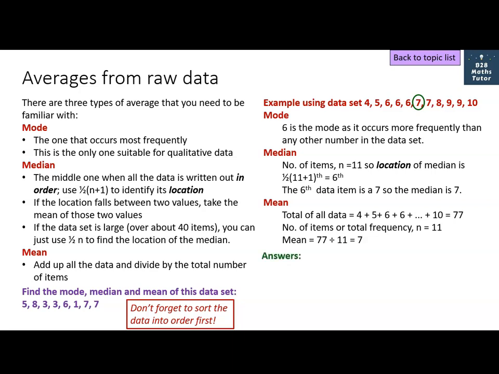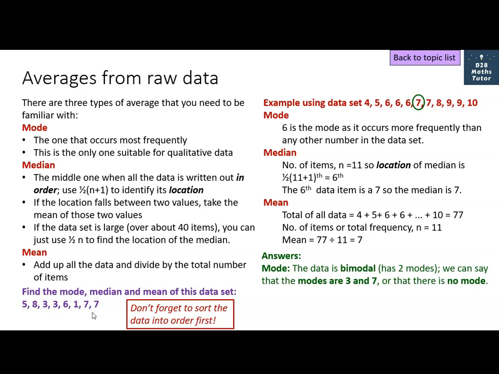Okay, answers. The mode, well, this data is actually what we call bimodal. It has two modes. There are 2 3s and 2 7s. So we can say that the modes are 3 and 7, or we can say that there is no mode because there's no individual single mode.